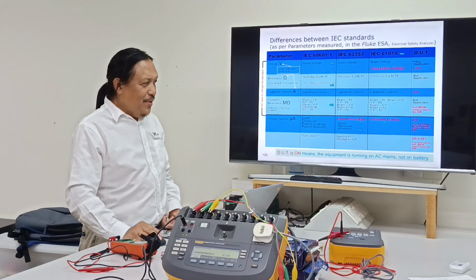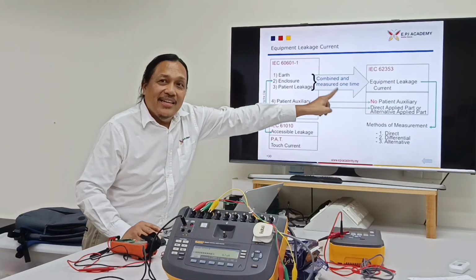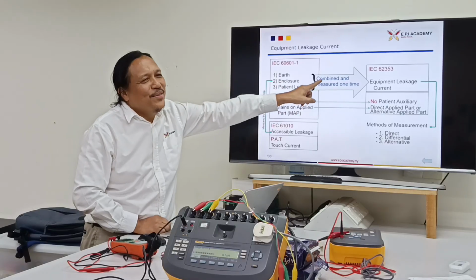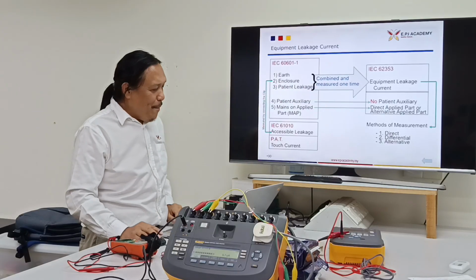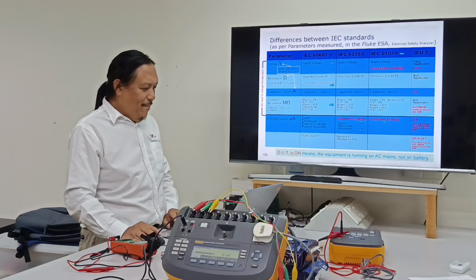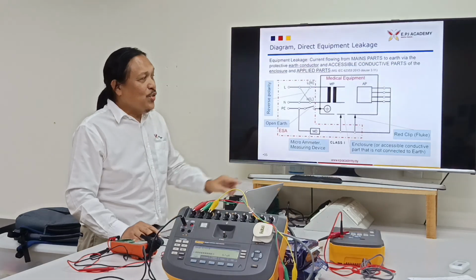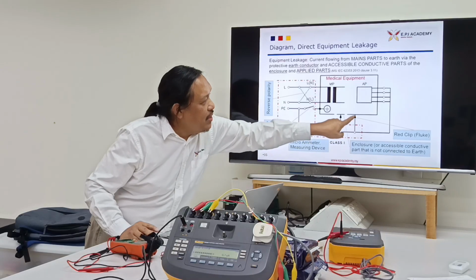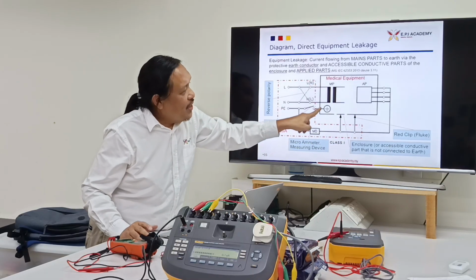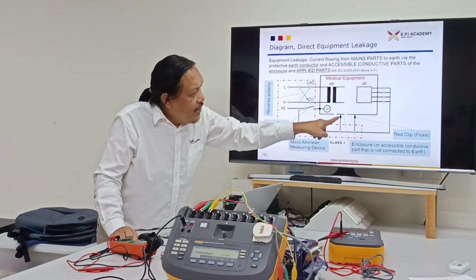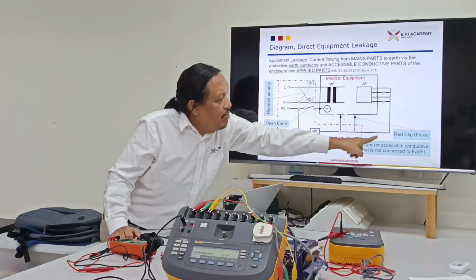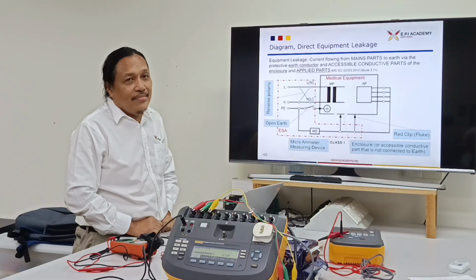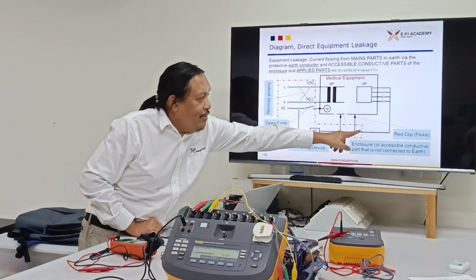Just a few minutes ago. These three leakages are combined and measured one time. So, equipment leakage. That's why you have this connection, all these three. This is ground, because if you follow like that, it's connected to earth. Non-earth, patient, all connected together. Okay? All combined together.